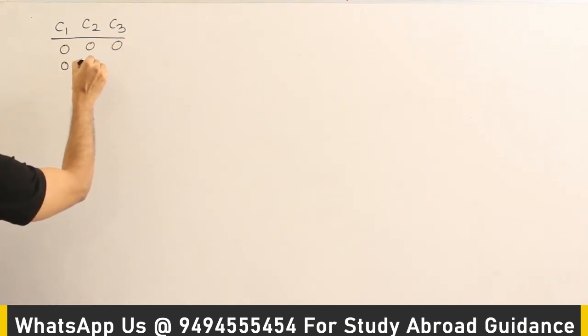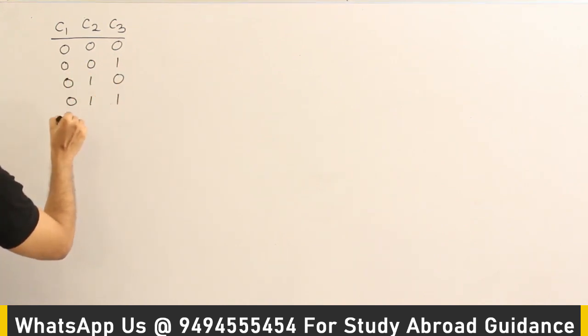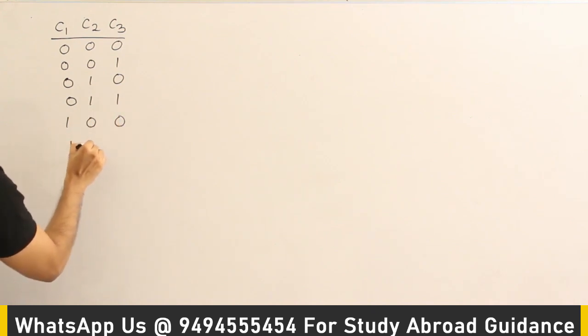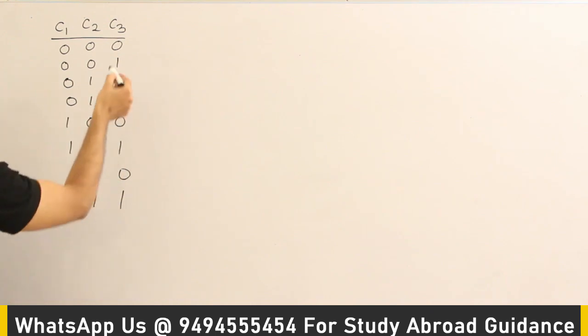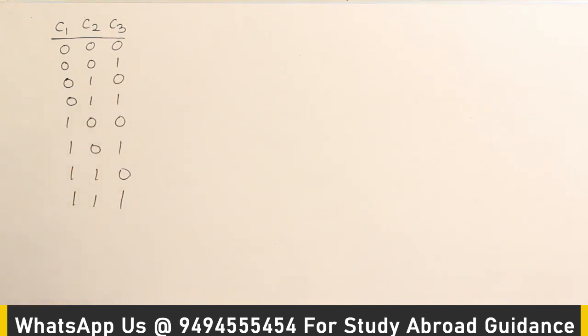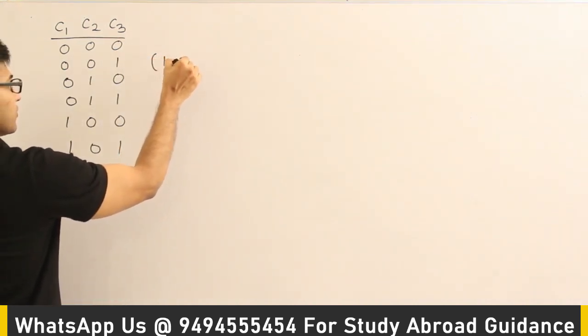So 8 positions we have to verify, right? 000, 001, 010, 011, 100, 101, 110 and 111. Once you write this, you will get a clue about which parity bits are checking what. Now if you see C3, one group is 1, 3, 5, 7.